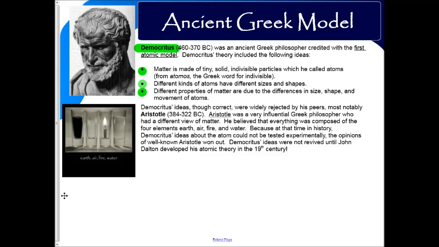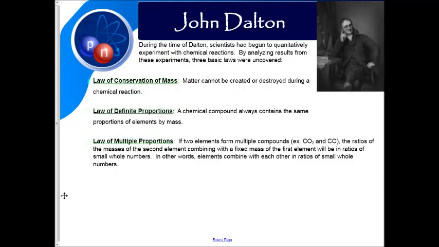Democritus's ideas were revived when John Dalton came along in the 19th century. Now, John Dalton was our first guy who actually came up with a good idea and theory about what an atom was. And he created three basic laws. The first one is the law of conservation of mass. He said that matter cannot be created or destroyed during a chemical reaction. He also came up with the law of definite proportions, meaning a chemical compound always contains the same proportions of elements by mass. And the last one, the law of multiple proportions. It basically said that elements combine with each other in ratios of small whole numbers.